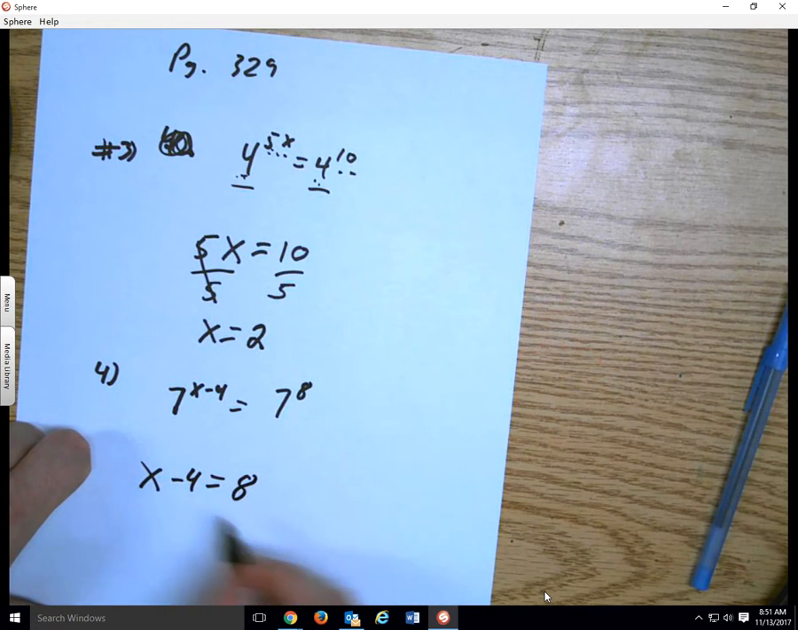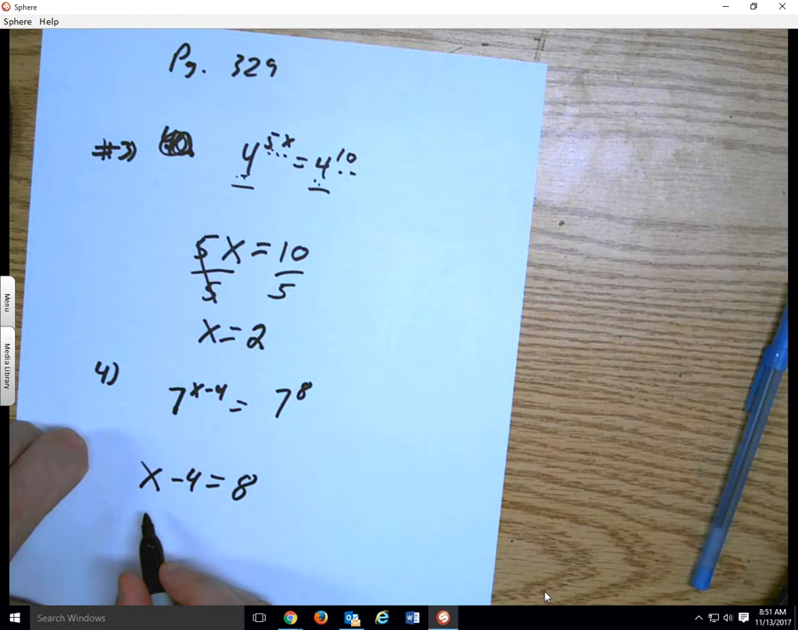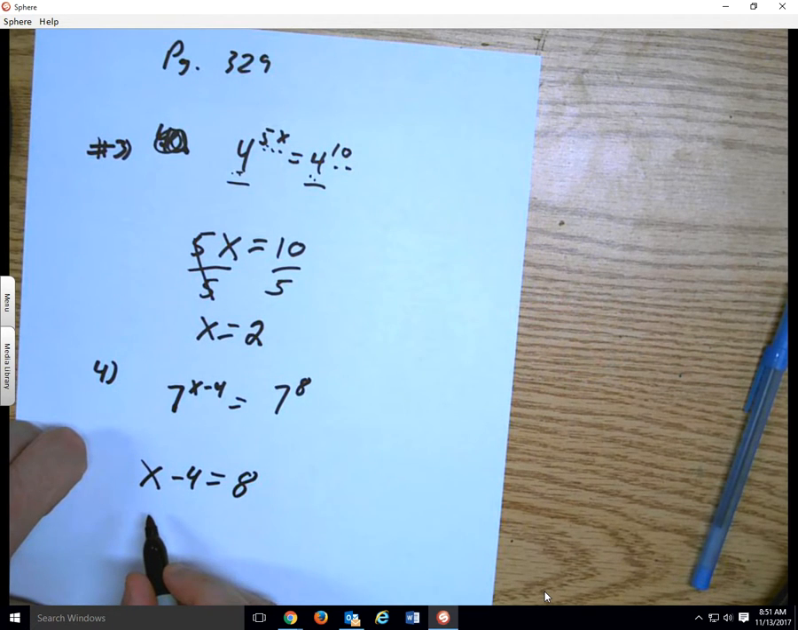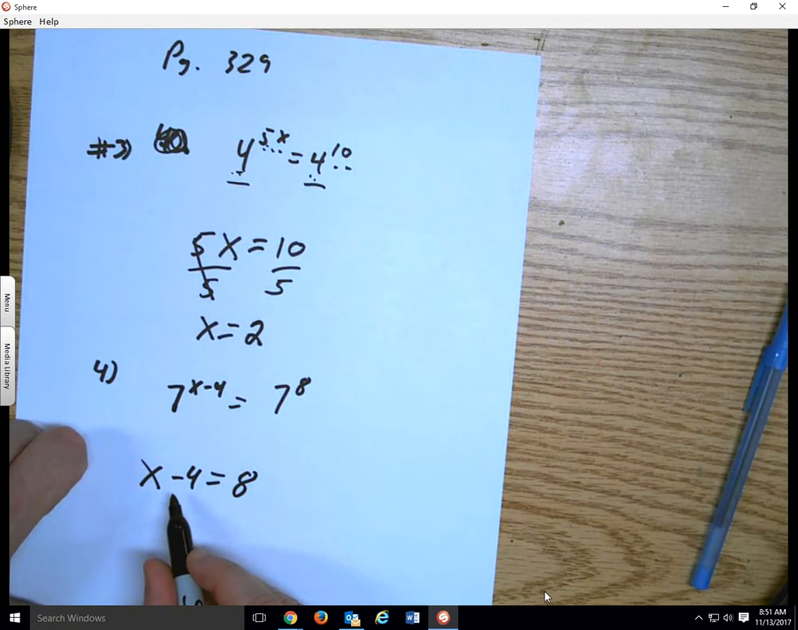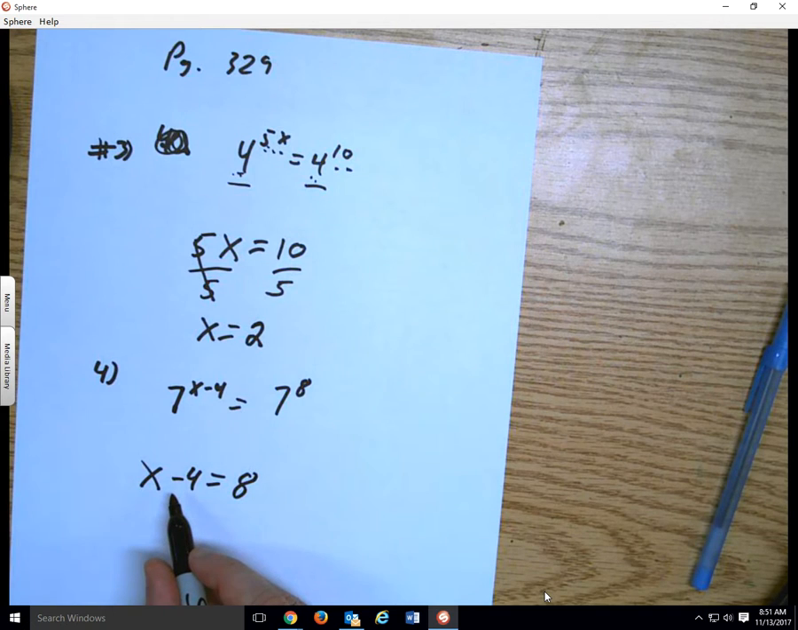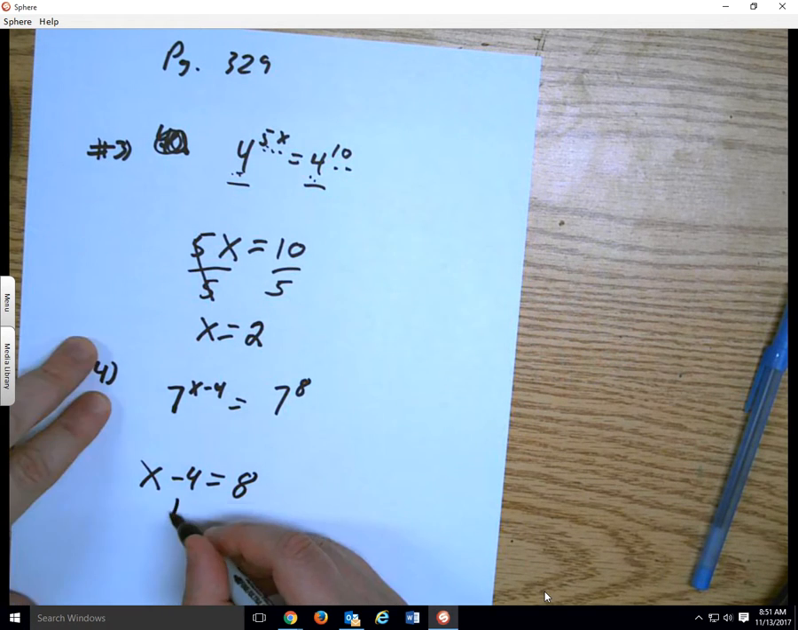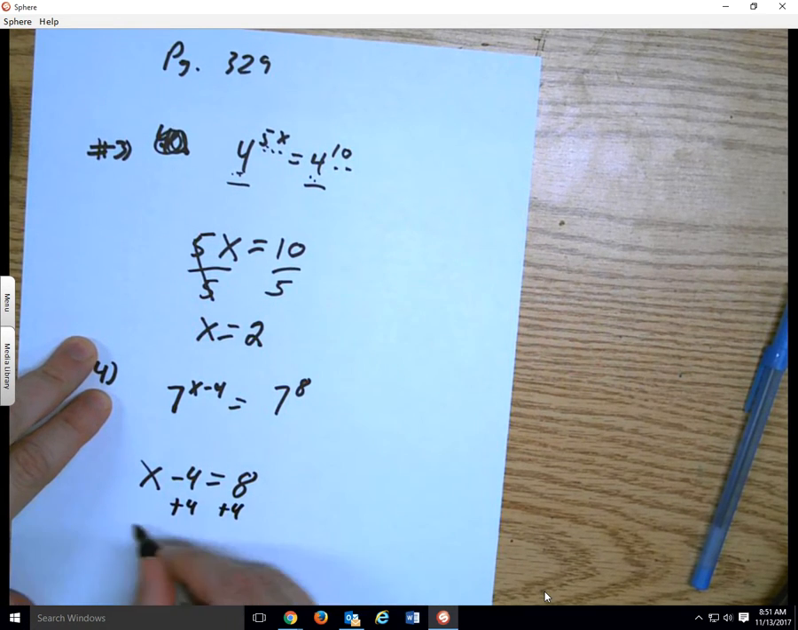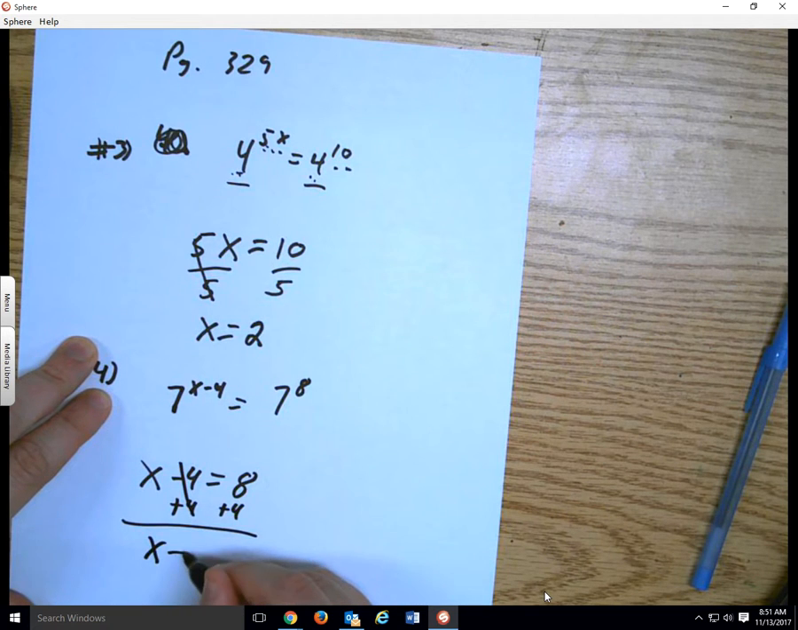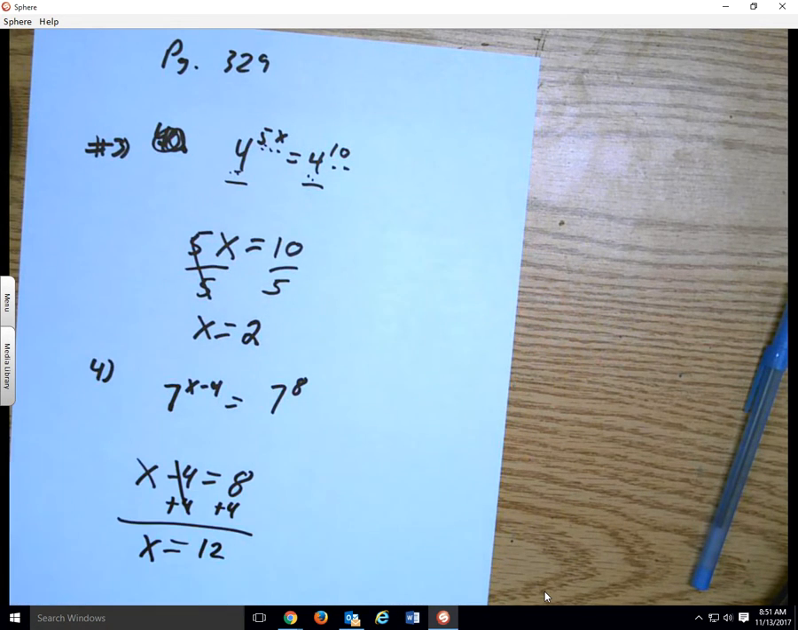and then you would just solve for x, right? So what would you do to both sides to solve for x? Well, no, what's being done to the x is it's being subtracted by 4. So you'd have to undo that. Yeah, you would add 4 to both sides. So then you would just have x equals 12, and that's the answer.